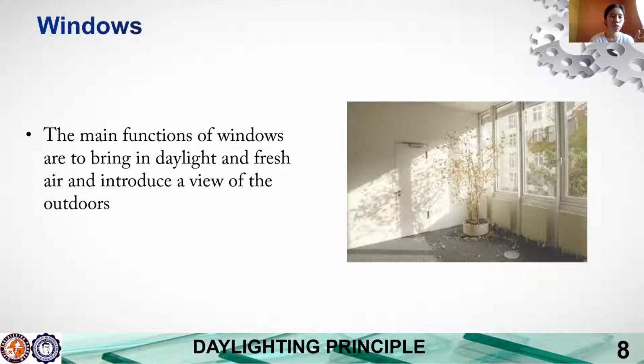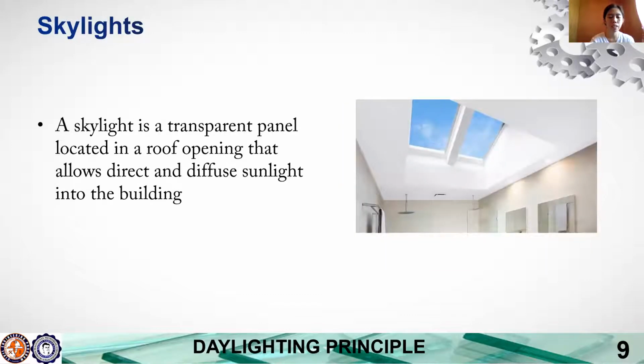So next, we have skylight. A skylight is a transparent panel located in a roof opening that allows direct and diffuse sunlight into the building. A roof monitor is a type of skylight system that is a raised, typically triangular shape, extension of a roof and that has at least one glazed surface.